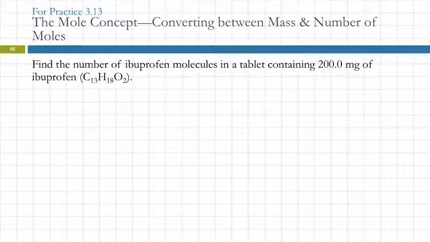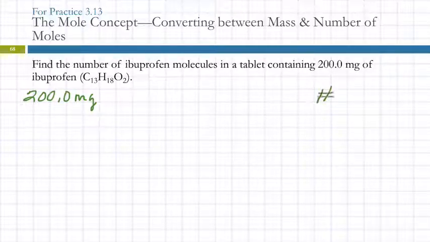So find the number of ibuprofen molecules in a tablet containing 200.0 milligrams of ibuprofen. And there's the formula, because I don't expect you to know the formula for ibuprofen, in part because I don't remember the formula myself. So we read the problem. What number are we given? 200.0 milligrams. What are they asking us for? Number of molecules. So we want number of molecules. This is where I wish we had an abbreviation for molecules.